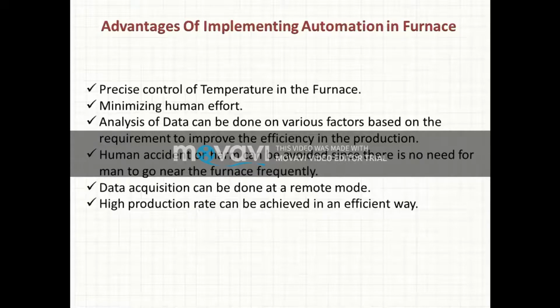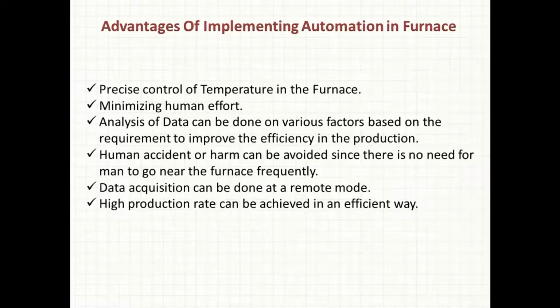So analysis of data can be done on various factors. The reports which I told you, month-wise data, hour-wise data, yearly data. So everything can be analyzed remotely. You don't have to go near the machine at all.